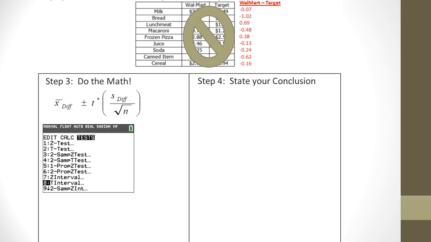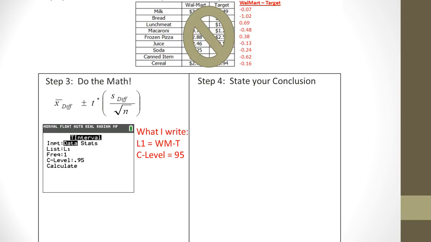So we're going to go to Stat, over to Tests, and scroll down to number 8, the t interval. Here we do have data, and my data happens to be in L1. I'm doing a 95% confidence interval, and remember that I need to write down what I type in. In this case, my L1 is the Walmart minus Target data, and I'm looking at a confidence level of 95. When I go to calculate, my interval is negative 0.5751 and positive 0.20844. Since I had 9 data points, my degrees of freedom is 8.